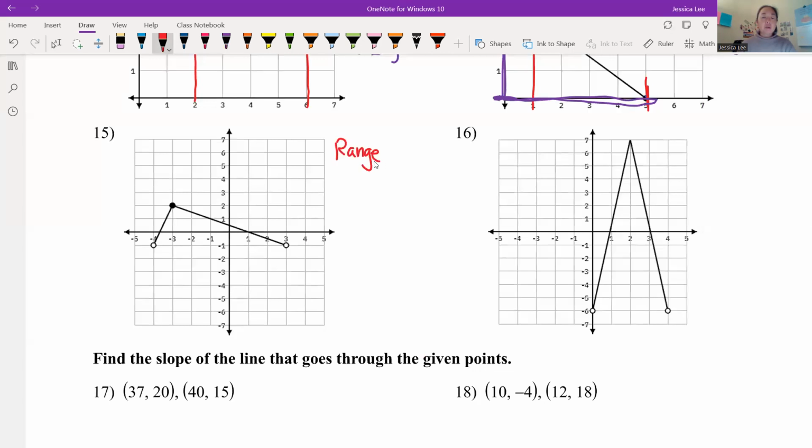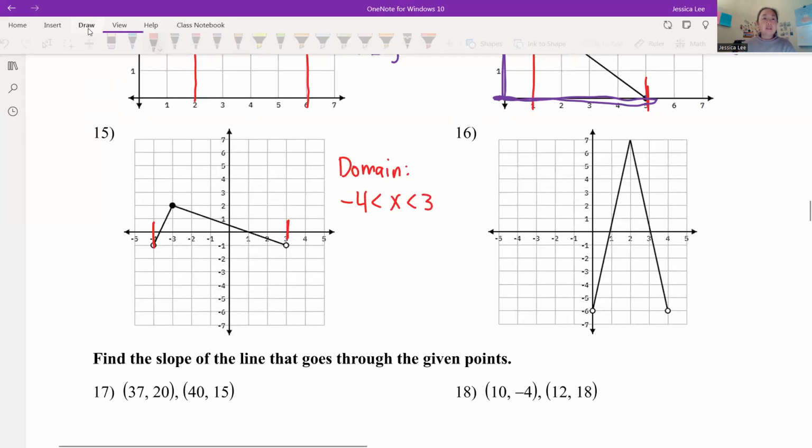So now we're going to go into all 4 quadrants here. So, let's start with domain. I mean, you could start with range, but my red color was for the domain, so that's what we're going with. We're going all the way from -4 to +3. And notice they're both open circles on both sides. So it's going to be -4 is less than x, which is less than 3.